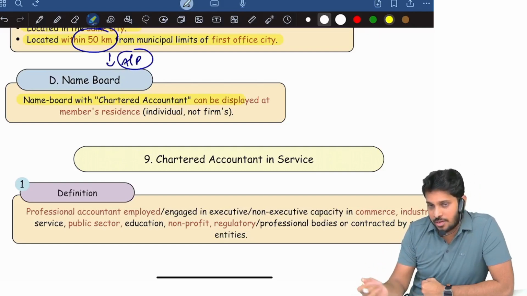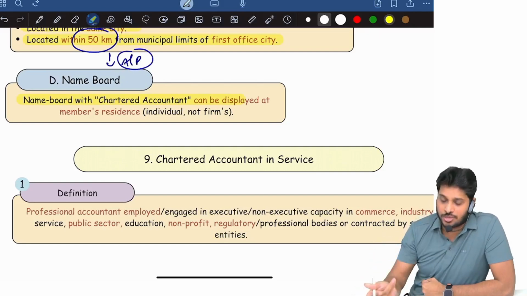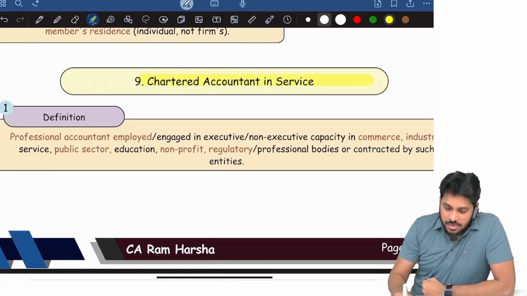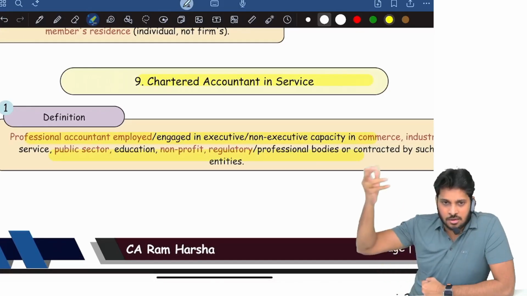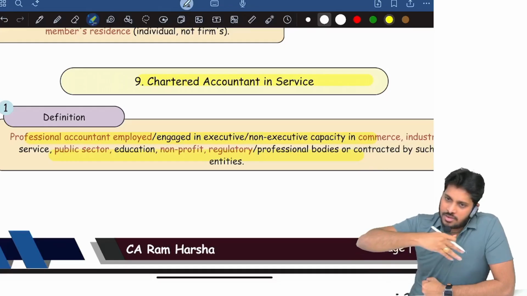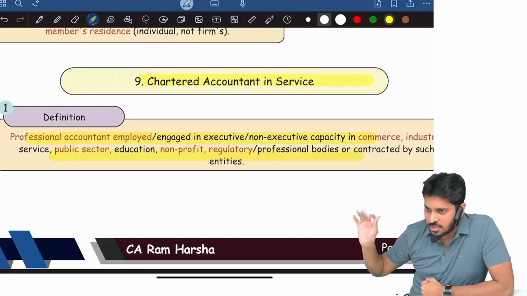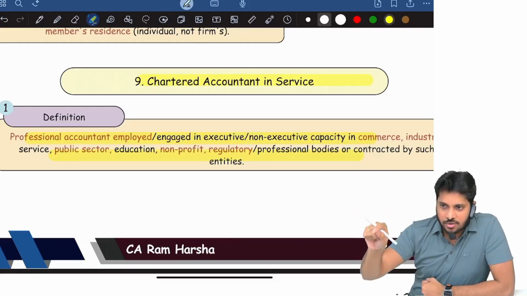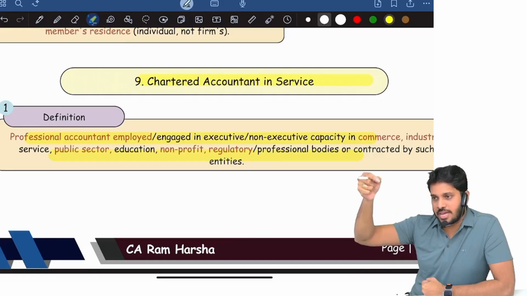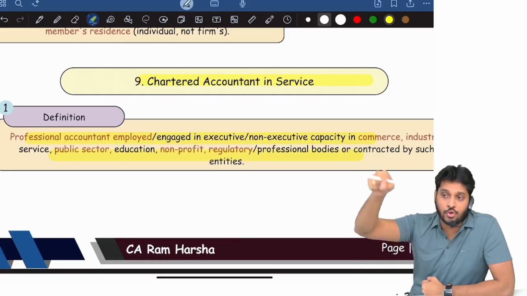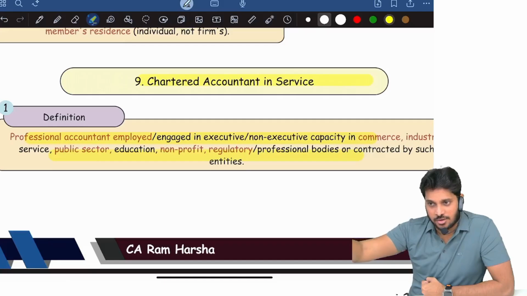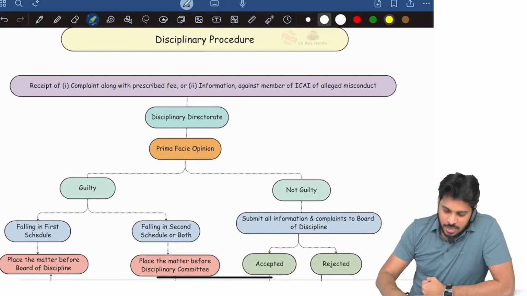Absolutely no problem at all. At a residential premises, you can show it, no problem. Then, chartered accountant in service: those who are working in service, those who are not in practice, everybody else is called a chartered accountant in service. Remember, you are called a chartered accountant only when you have a membership of the ICAI. If you don't have membership of the ICAI, even though you cleared the CA final exam, you are not a chartered accountant. That's it.